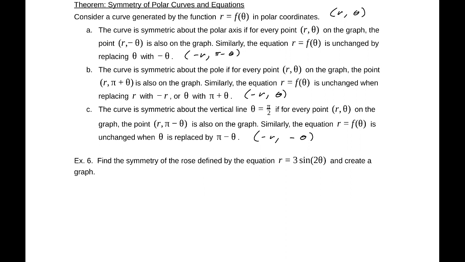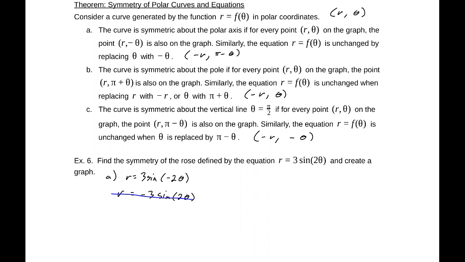Alright, so let's go ahead and first check for symmetry about the polar axis. Let's evaluate r equals 3 sine 2 theta at negative theta. Alright, 3, don't need parentheses yet, sine of negative 2 theta, evaluating at negative theta. That is negative 3 sine 2 theta, which is not true. Those two are opposites of each other. So that test did not work out.